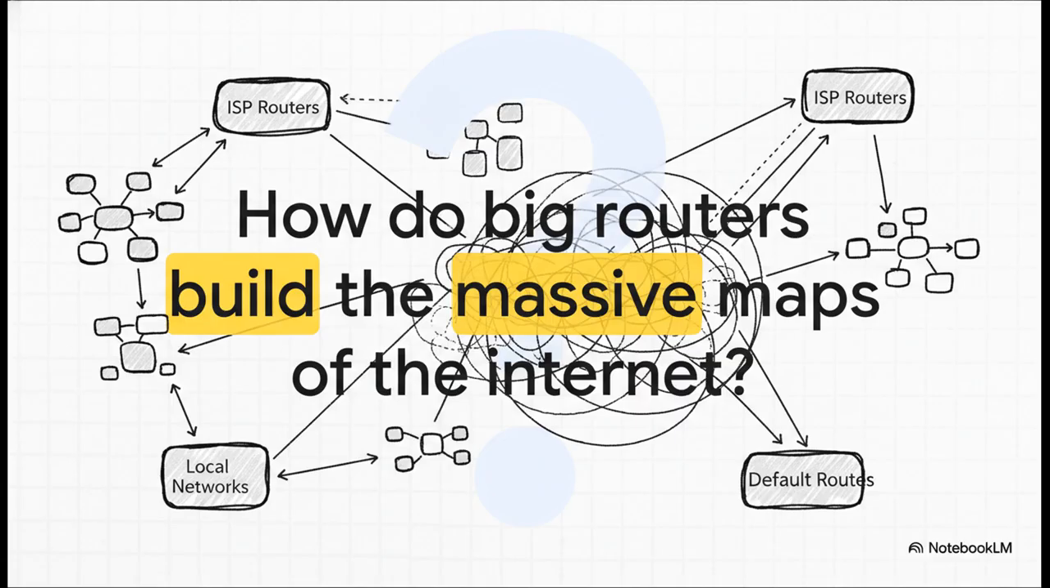But it also raises the next big question, right? How do those massive routers at the ISP build their huge detailed maps of the internet in the first place? Well, that is a story for another explainer.